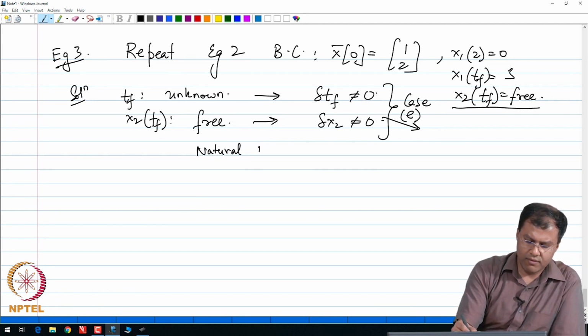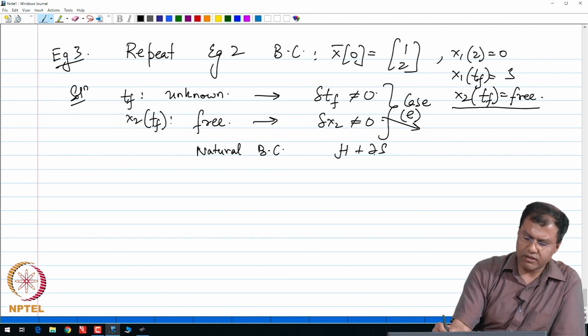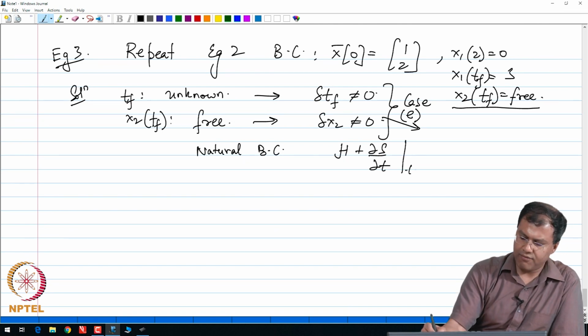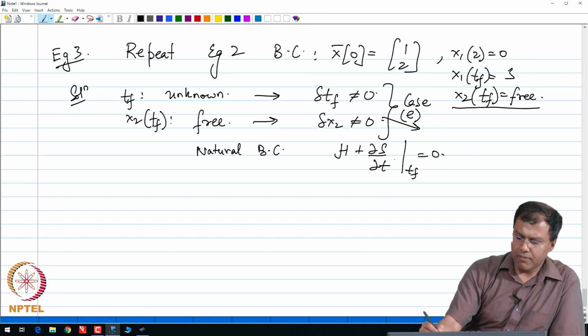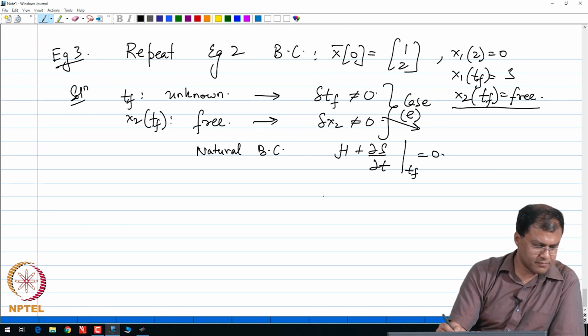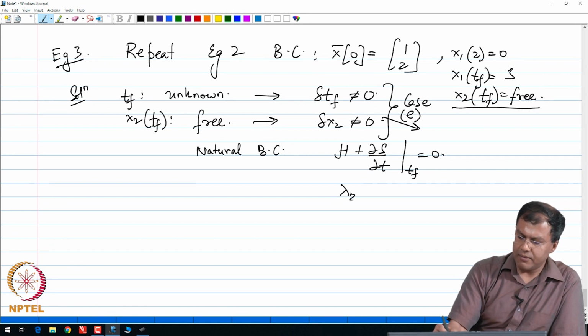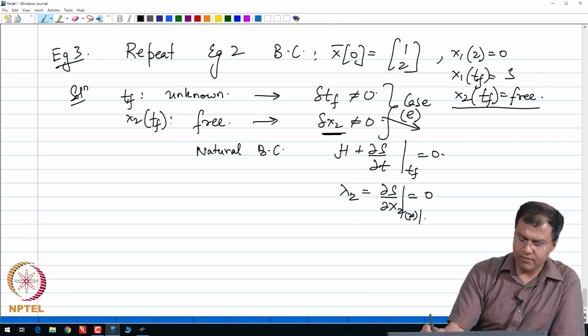So, I have the following. H plus partial S partial T at T f set equal to 0, and well, my S is 0, so that we will plug in later. And second, I also have that lambda 2, the second state variable, is partial S partial x 2, set equal to 0. This is under the starred condition at T f, right.